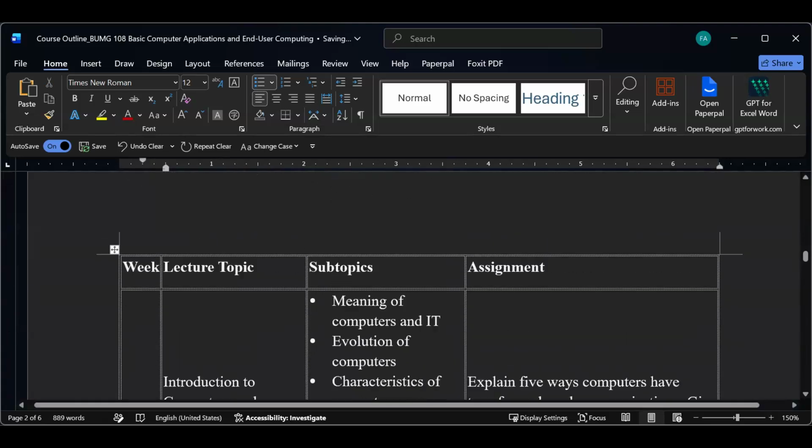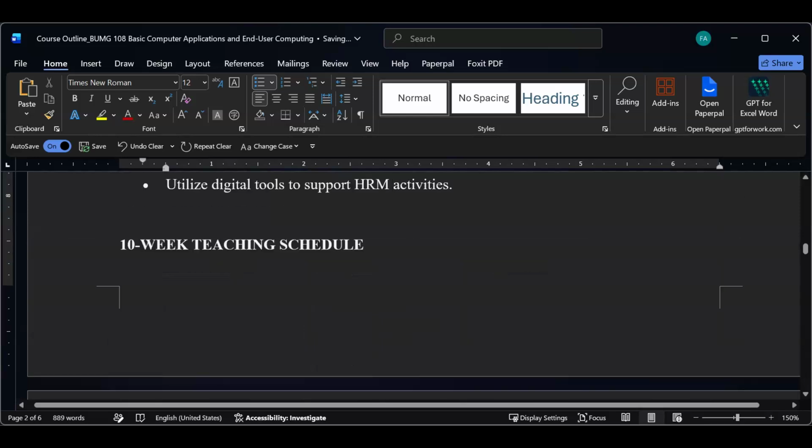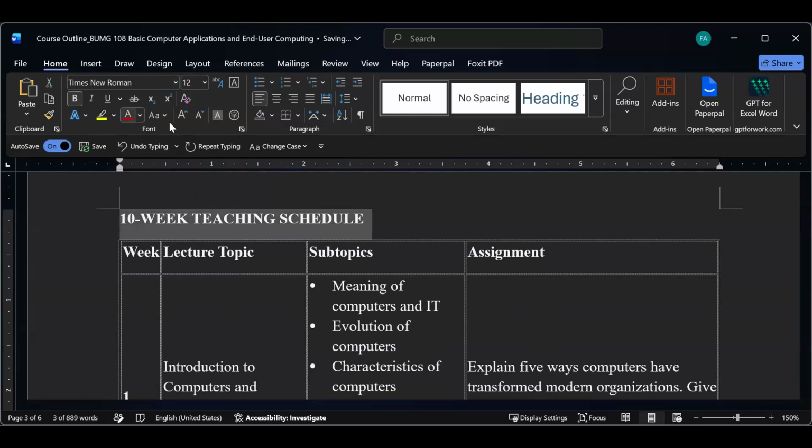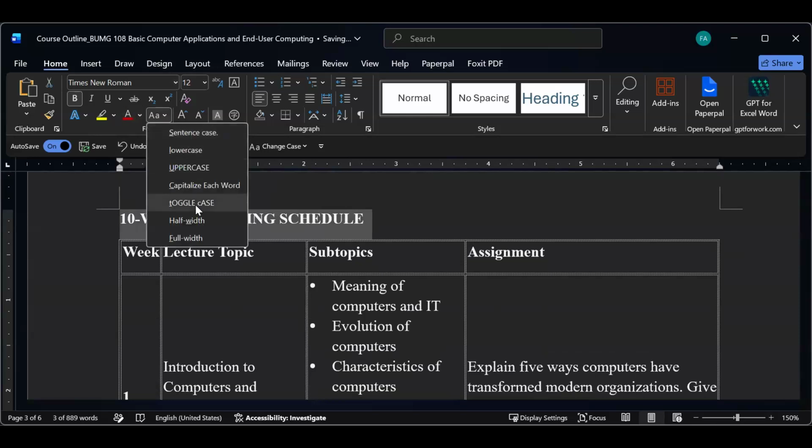How many weeks do we have for the semester? 10, please. 10. Yes. Okay, all right. So I have a 10-week teaching schedule for the semester.